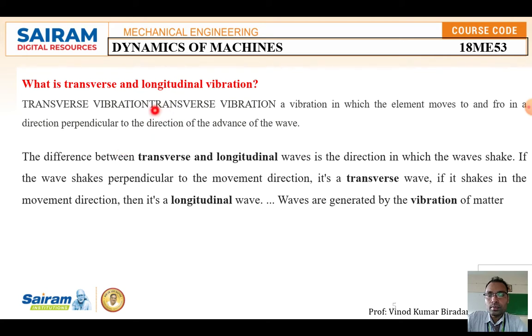The main difference between longitudinal and transverse vibration is the direction in which the wave shakes. If the wave shakes perpendicular to the direction of movement, it is called transverse. If it shakes in the direction of movement, along the axis of the shaft, then such vibration is called longitudinal vibration. That is the difference between transverse vibration and longitudinal vibration.